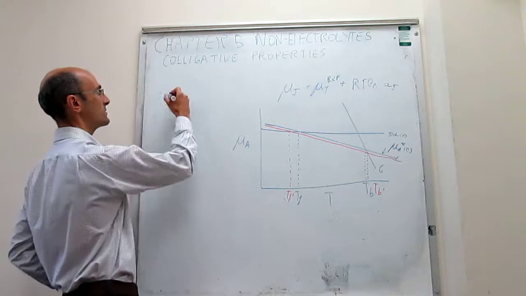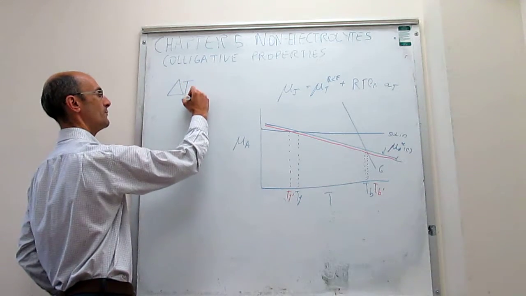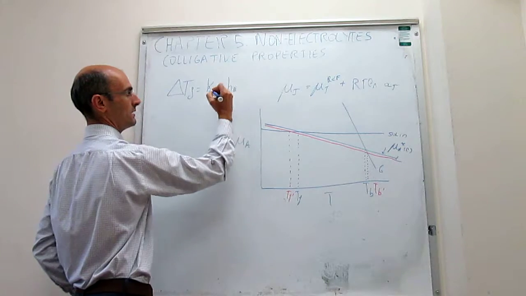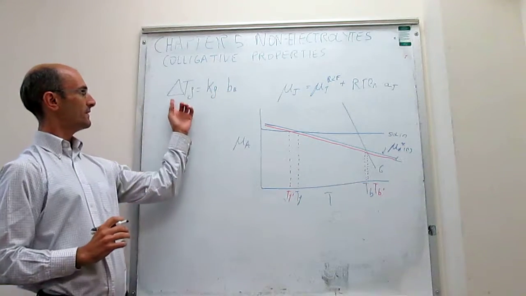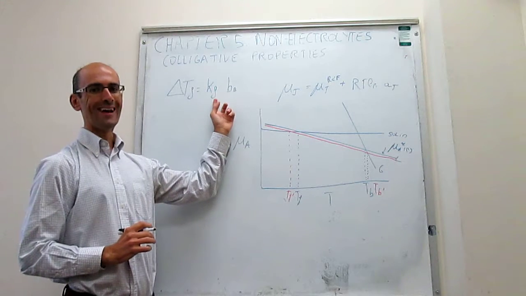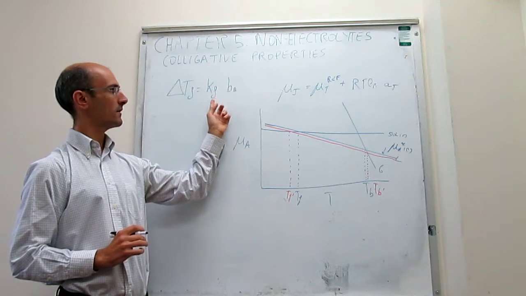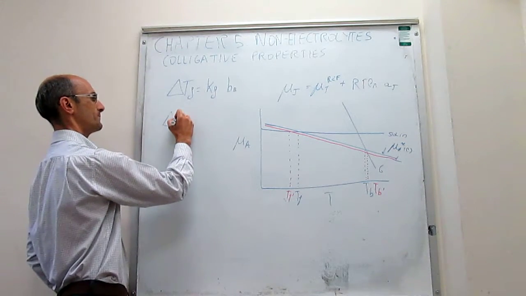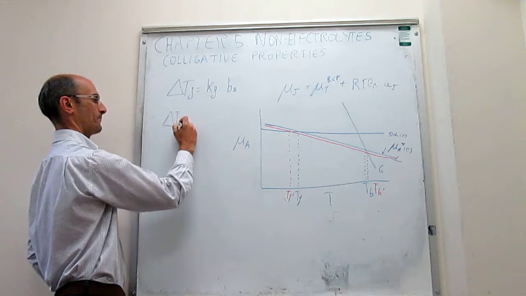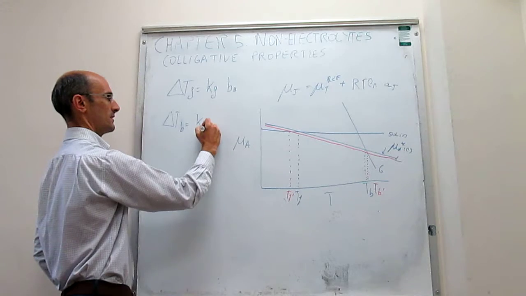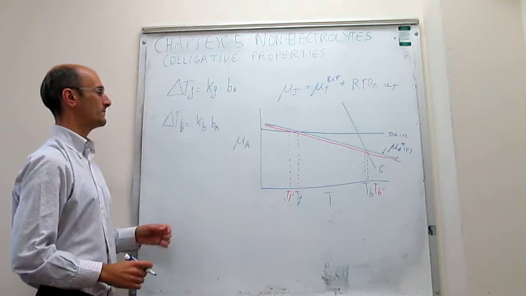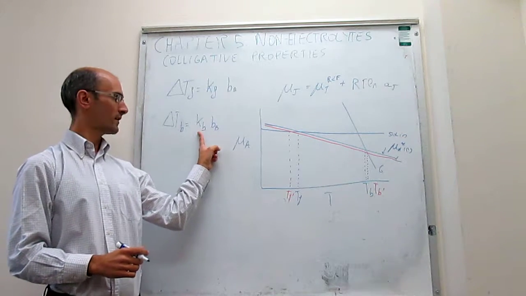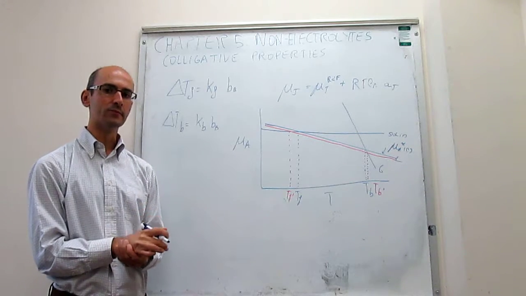Okay, so the equations that we're going to be using are as follows. The change to the freezing point is going to be equal to a constant times the molality of the solution. Okay, the change to the freezing point is going to be something that we call a cryoscopic constant times the molality of the solution. And the change to the boiling point is going to be another constant times the molality of the solution. Okay, the change to the boiling point is going to be equal to the ebullioscopic constant multiplied by the molality of the solution.